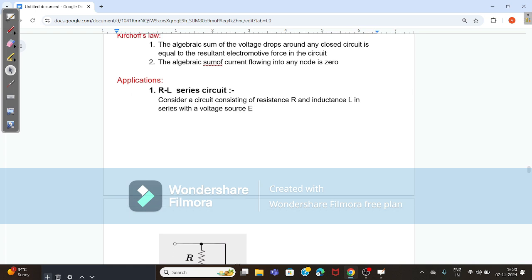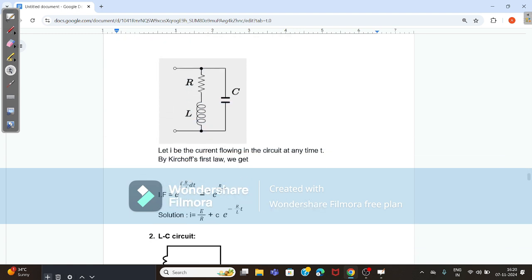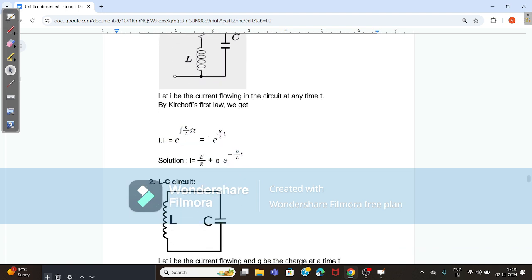Applications. RL series circuit. Consider a circuit consisting of a resistance R and inductance L in series with a voltage source E. Let i be the current flowing in the circuit at any time t. By Kirchhoff's first law, we can get the integrating factor: e power integration R by L dt is equal to e power R by L into t. So what is the solution here? i is equal to E by R plus C into e power minus R by L into t. Directly I have found the integrating factor and the solution.